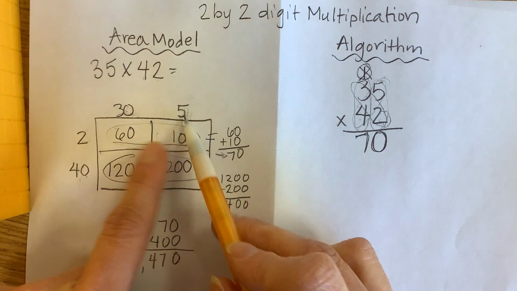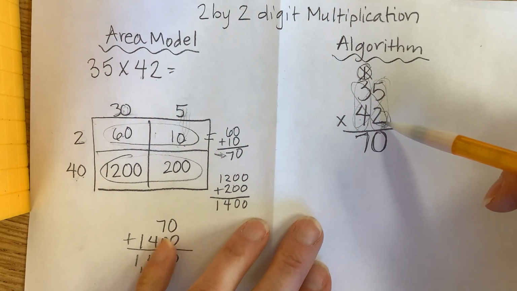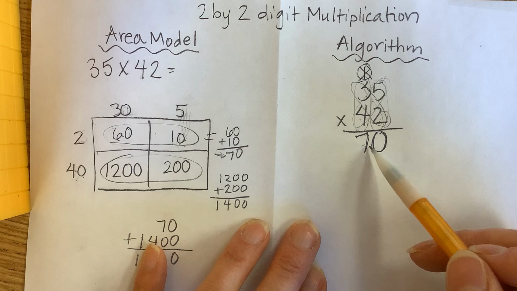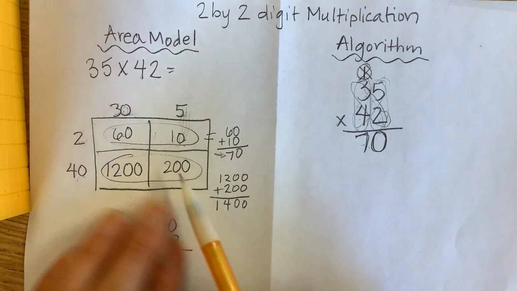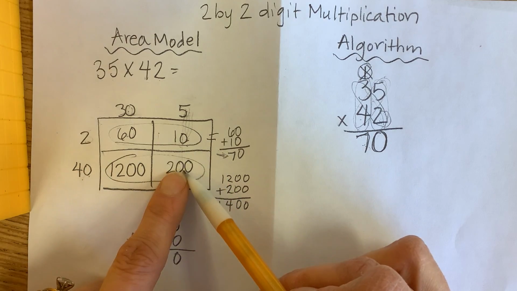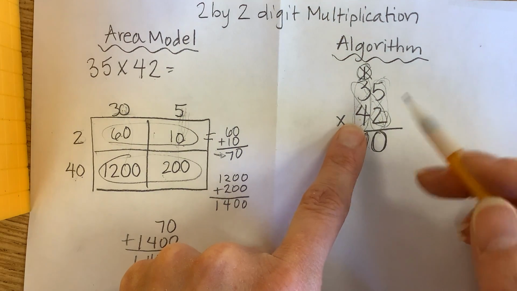We multiplied ones and ones together and ones and tens together, just like we did over here. Ones and ones, ones and tens. We got this partial product of 70. Let's see if it works with this bottom number. Over here we did ones and tens and tens and tens.